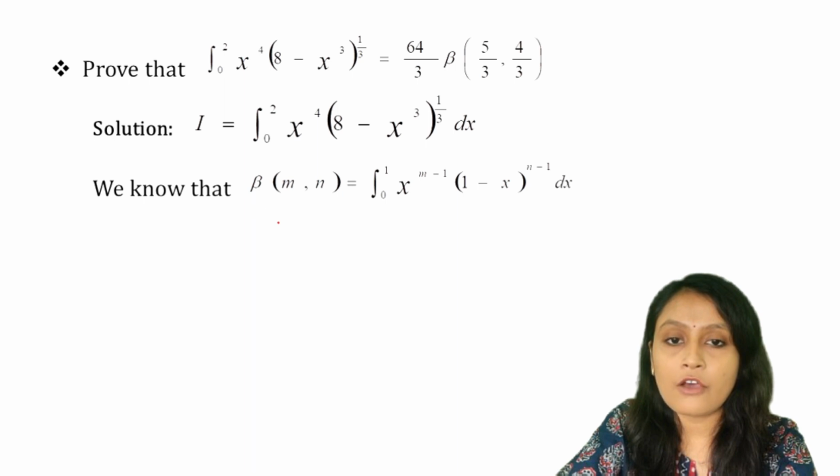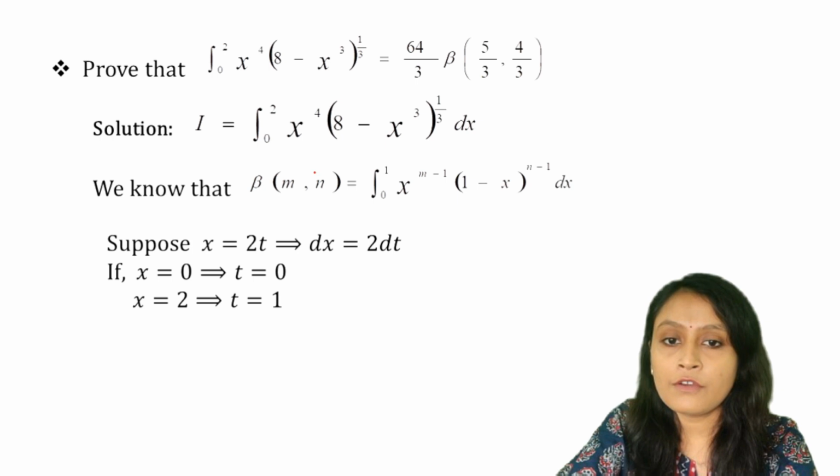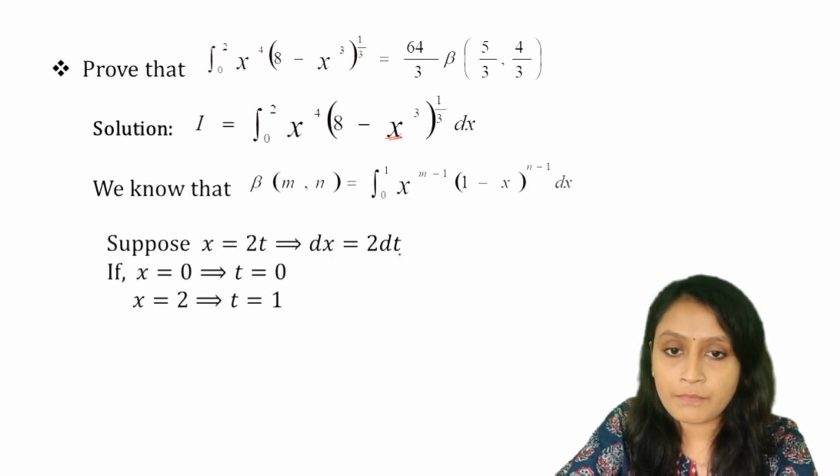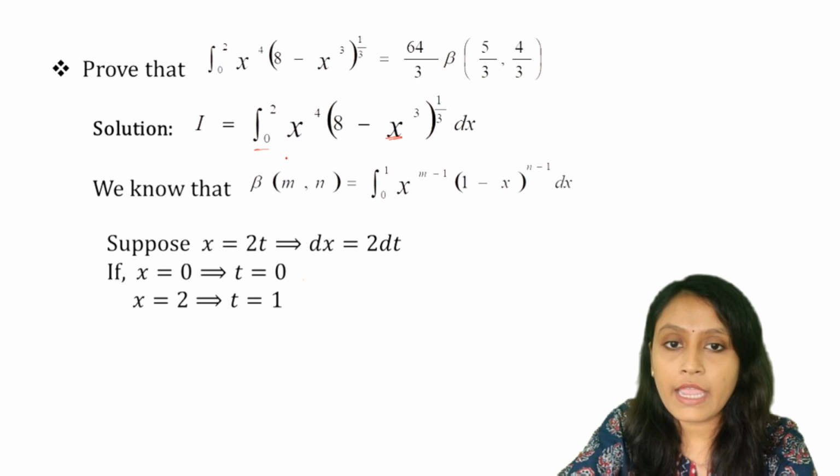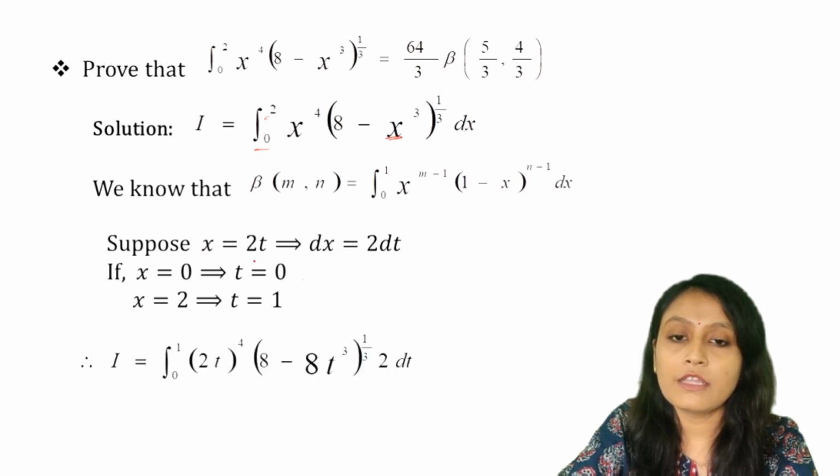We know this formula of β(m, n), that is the integration from 0 to 1 of x^(m-1) (1-x)^(n-1) dx. So for that, we have to suppose x is equal to 2t, right? So you will get dx is equal to 2 dt. Now we are changing the variable, so we will change the limit. For x equal to 0, t will be equal to 0, and for x equal to 2, substitute 2 over here, so you will get t equal to 1.